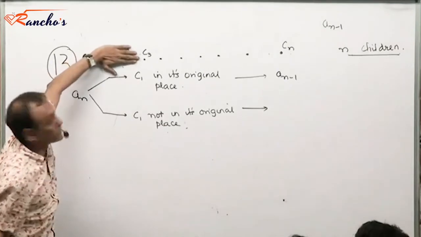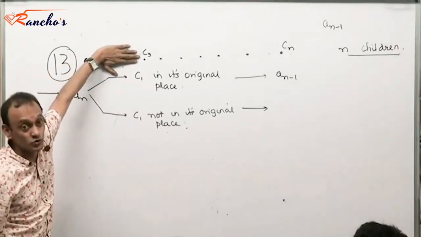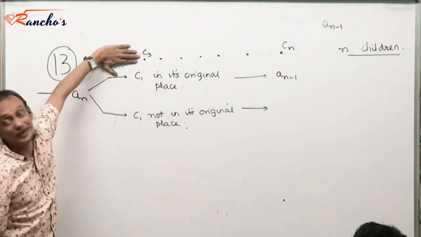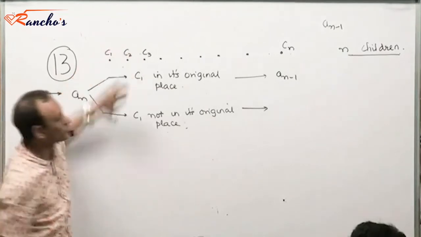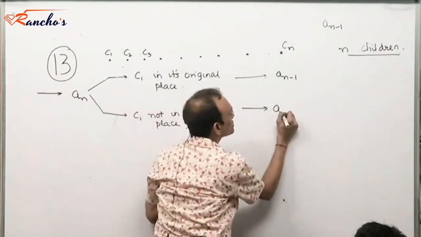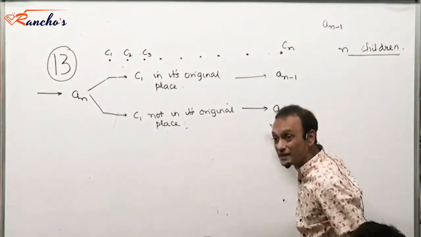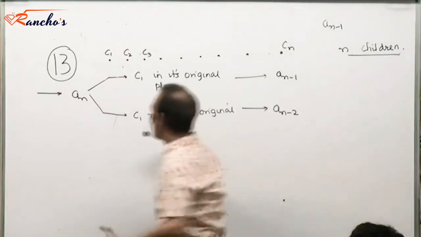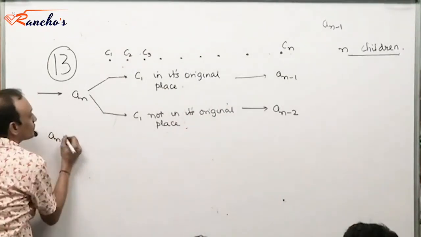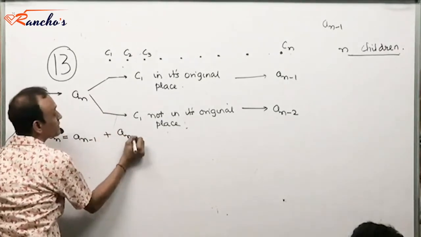Right? That means with C1 and C2 not in their place, how many children are remaining? N minus 2. And then the count for such children would be A(n-2). So this count would be A(n-2). That means A(n) must add up to A(n-1) plus A(n-2), like the Fibonacci sequence. Yes or no? A(n) therefore would be A(n-1) plus A(n-2).